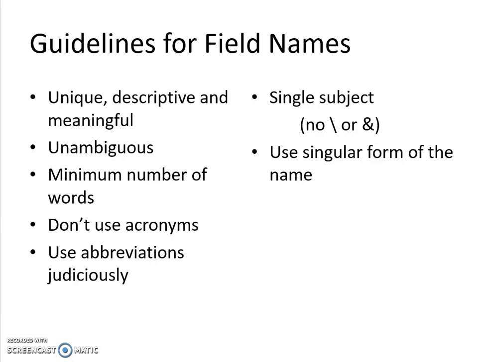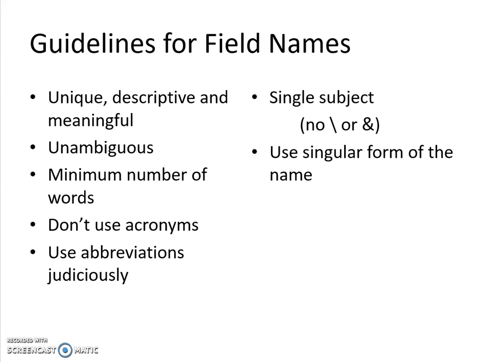Phone number is ambiguous. As an example, what phone number? Be specific. To resolve generic names, you can add the table name or abbreviated table name as a prefix to the field name. An example would be address in the employee table becomes employee address or EMP address. Use the minimum number of words necessary to convey the characteristic the field represents. Hired is too short. Date that the employee was hired is too long. Date hired is just right.